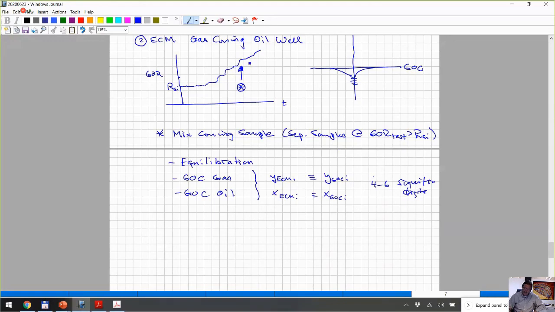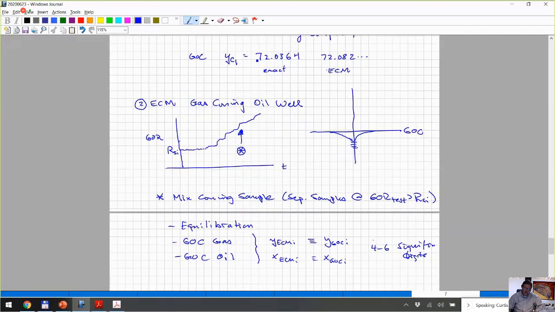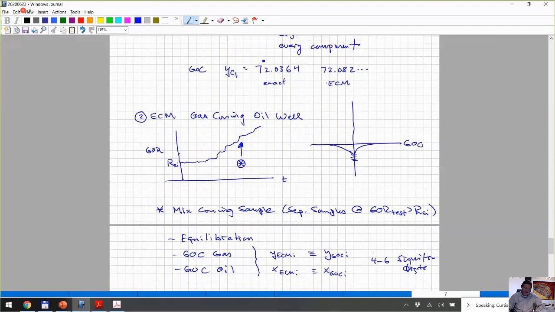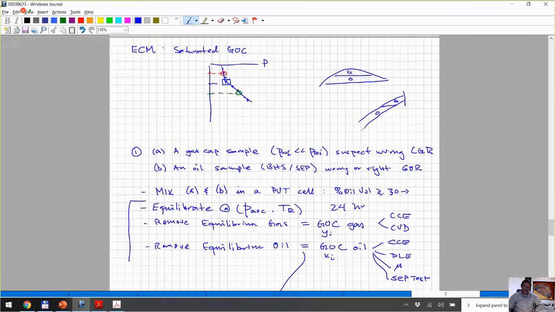So that's the sampling for the ECM method, 2 types. Any questions? Again, this same paper discusses this in detail.